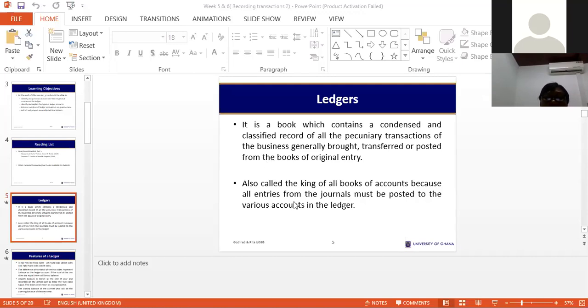It is also known as the king of all the books of accounts, because every entry from the journal must be posted. So you cannot skip the entries from the journal straight to the trial balance. It goes through that process. That's a very important book we are referring to as the ledgers.